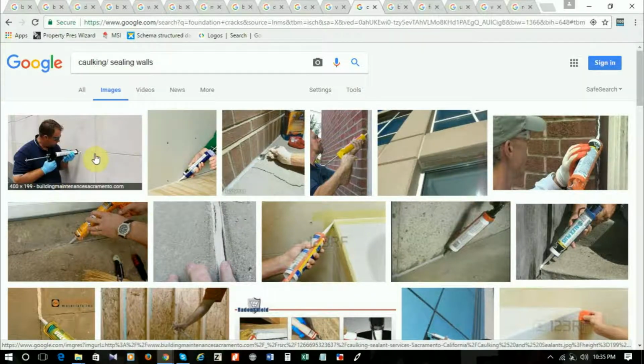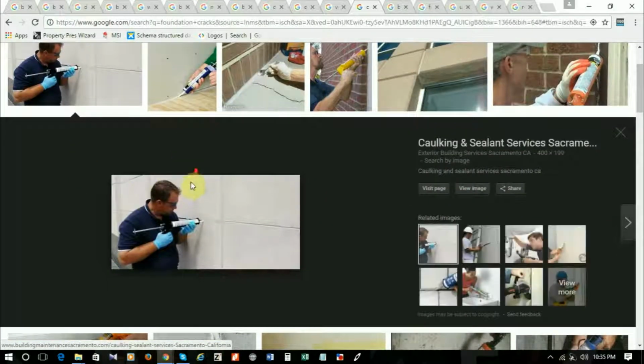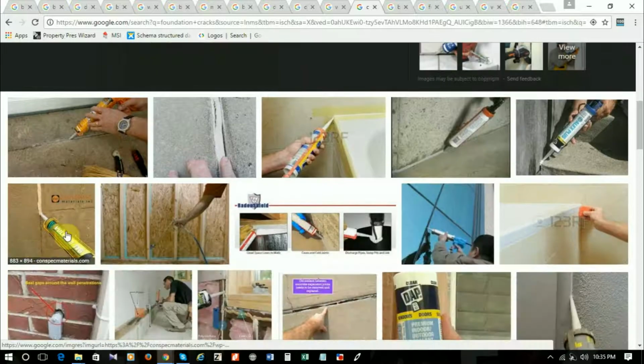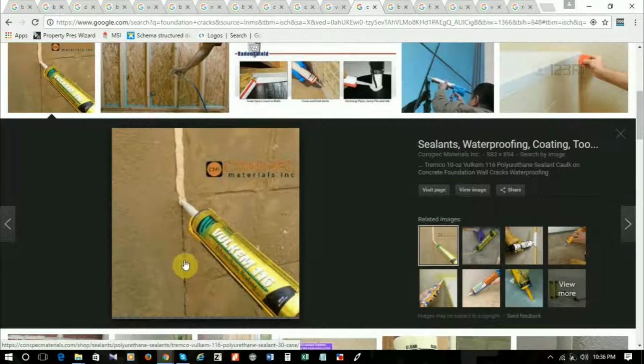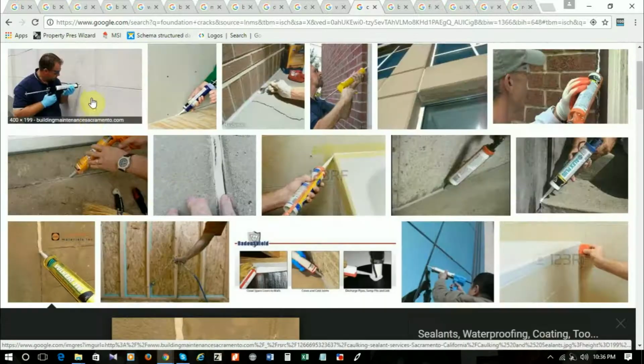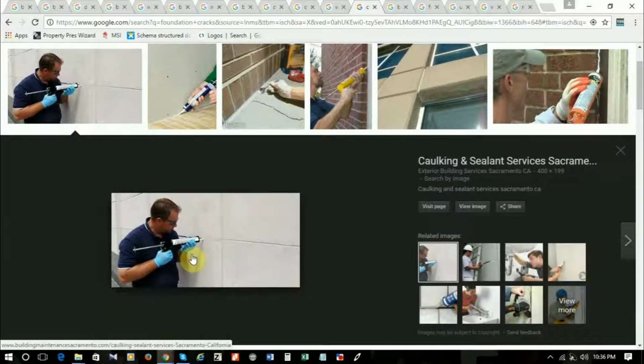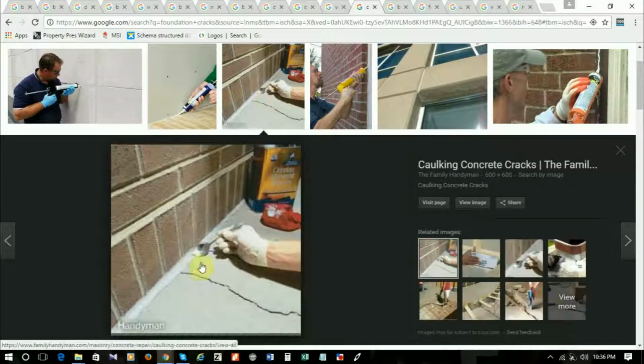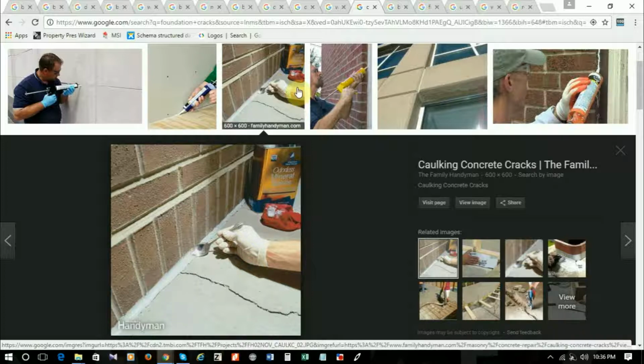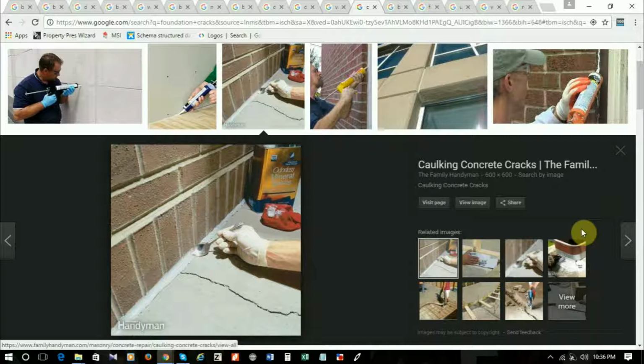So as you can see, this is what caulking is. Basically, the cracks are sealed with cement, and this is only for minor cracks, just minor cracks. If it's severe damage, we obviously need a structural inspection done by an engineer.